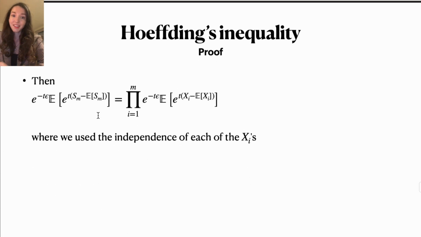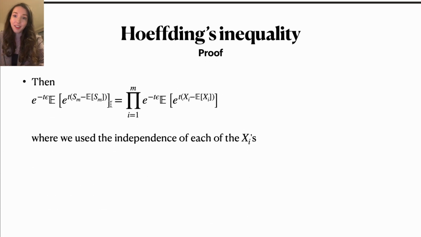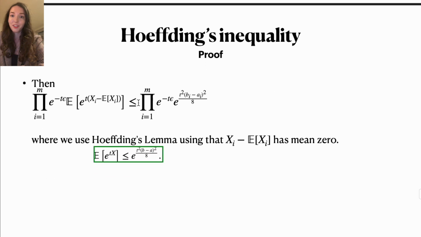All right, then the right-hand side of that inequality, this expected value of the exponential, we can rewrite it by the fact that each of the xi's in the sum for Sm is independent. So we can take out this product, we can take it outside of the expected value. Then we continue rewriting that part.